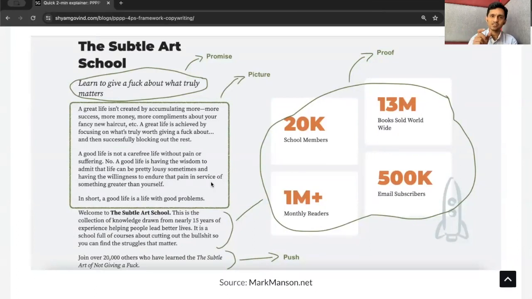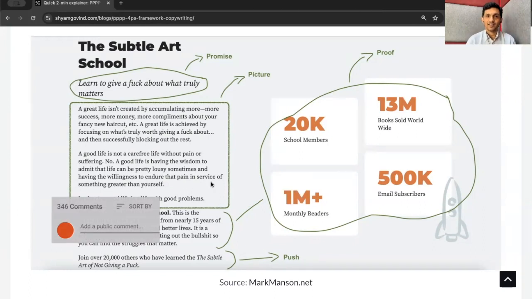I've added some scarcity part as well, which I'll talk about. There are some psychological tricks that you can use. So those can be added to any framework. But net, this is what the 4P copywriting framework is, right?